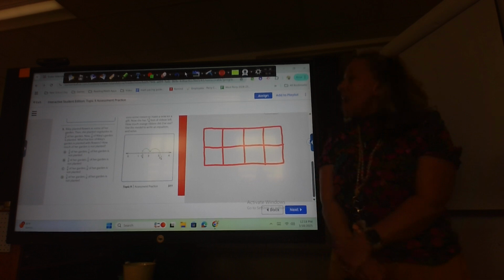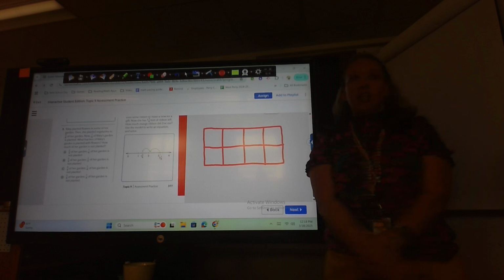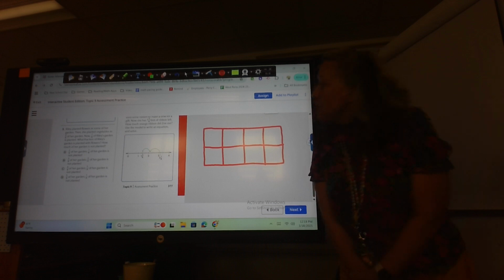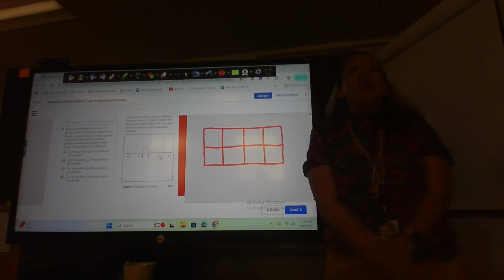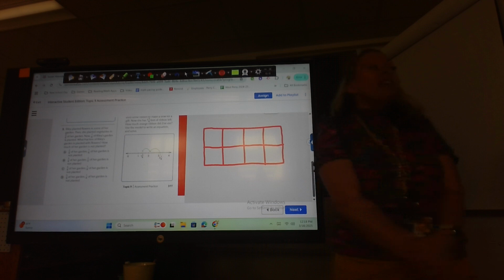Riley planted flowers in some of her garden. Do we know how many flower sections we're going to color in yet? We don't know what number some is, do we? Okay. Then she planted vegetables in 2/8. Write the letter V in 2/8 of those. Done.